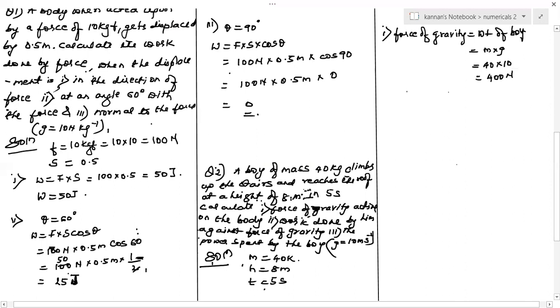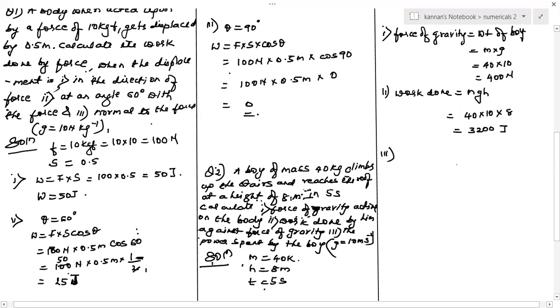Now, the second one, work done by him against the force of gravity. What is the work done? Work done is equal to mgh. I told you, whenever you lift something, you are lifting it against gravity. So this is m into g into h. M is 40, g is 10, and height is 8 meters. So the work done is 3,200 joules.